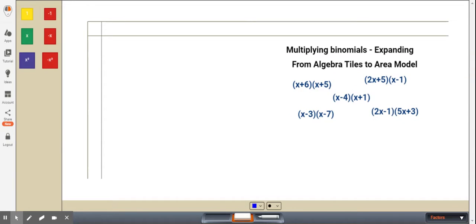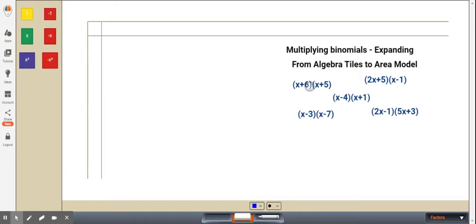Hello, the purpose of this video is to move from algebra tiles to area model when we are expanding binomials. So we're going to use what we learned when we operated with the algebra tiles, but this time we're going to move away from the tiles and use the same concept with our area model. So we're going to expand these expressions that we see here.